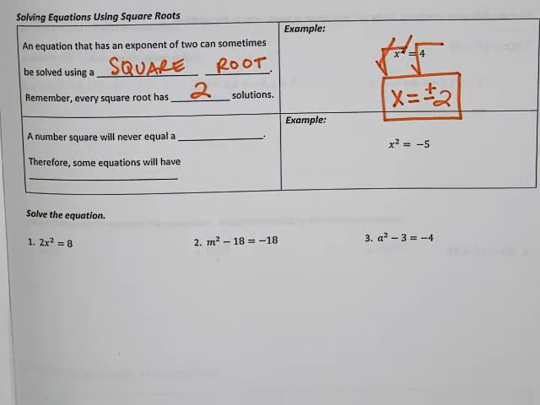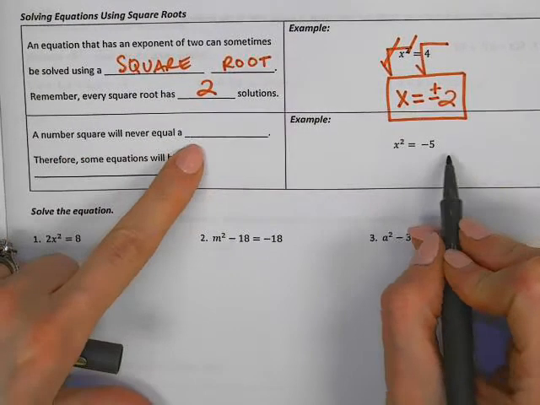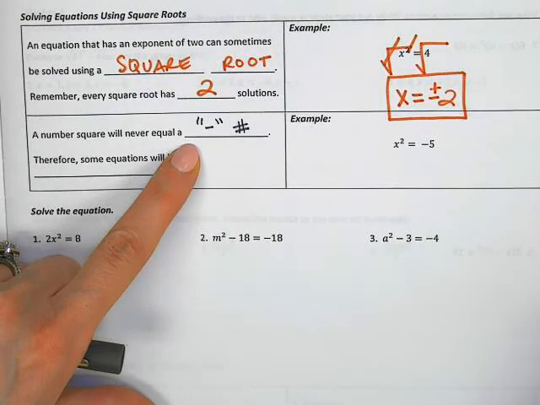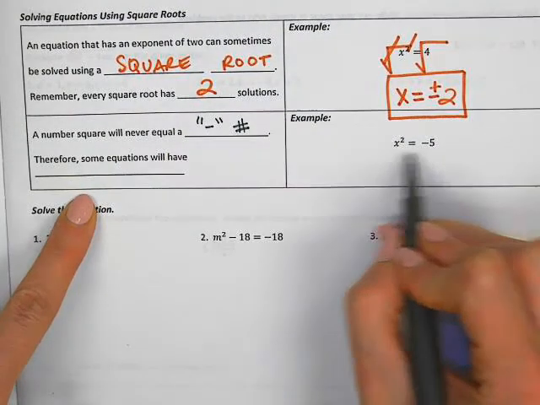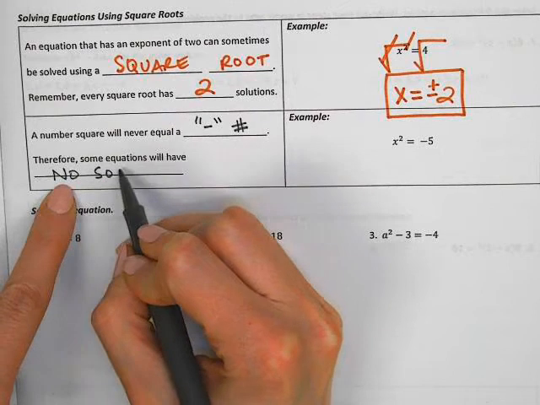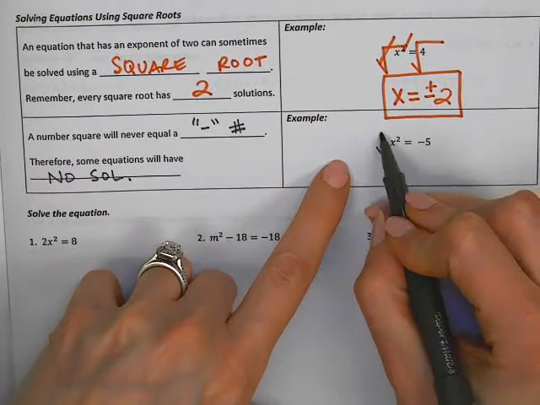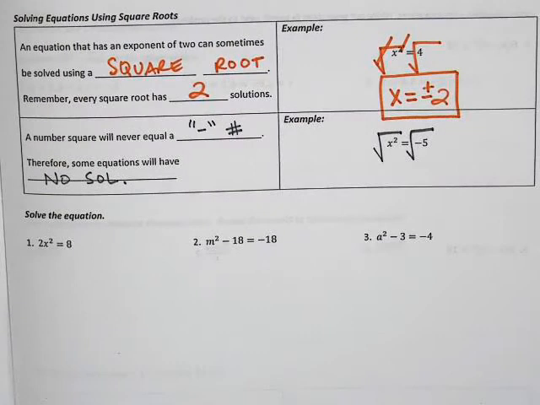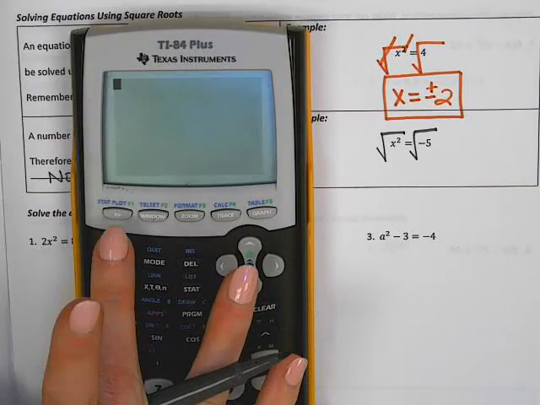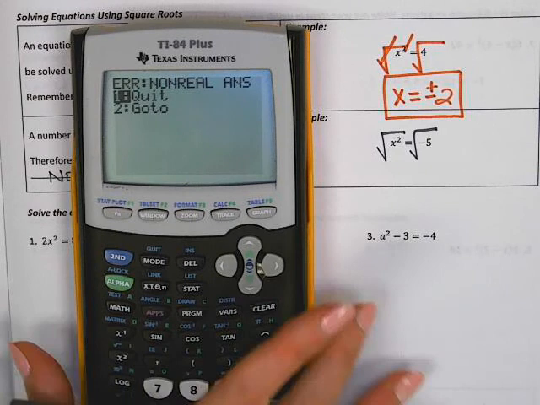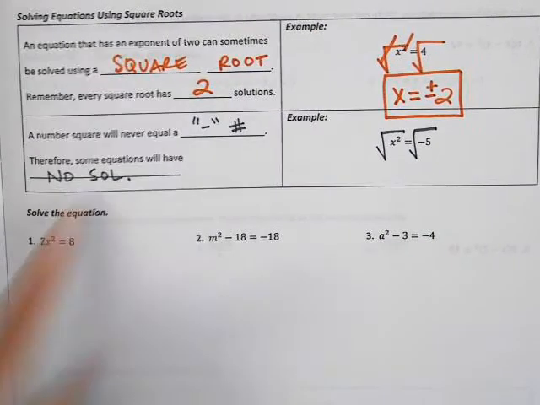Okay, now kind of a trick side to this is a number squared will never equal a negative number. Therefore, when you have a situation like this, sometimes there is no solution. And let me show you guys. So take out your calculator and let's try it. What is the square root of negative 5? Square root of negative 5, your calculator is going to say error. So when that happens, the answer is just no solution.